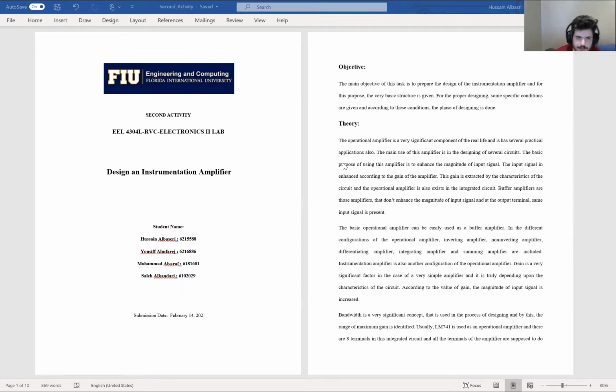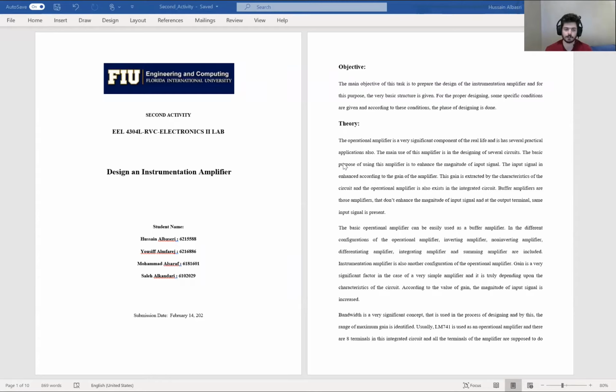Let me start off with the objective. The main objective of this task is to prepare the design of the instrumentation amplifier. For this purpose, the very basic structure is given. For the proper designing, some specific conditions are given, and according to these conditions, the phase of designing is done.